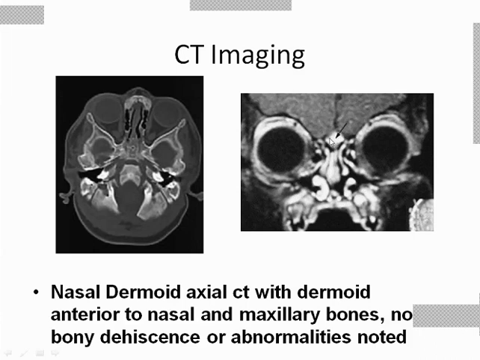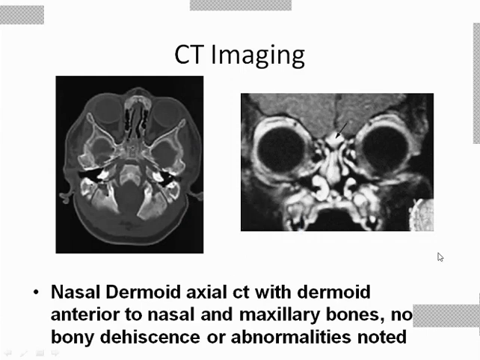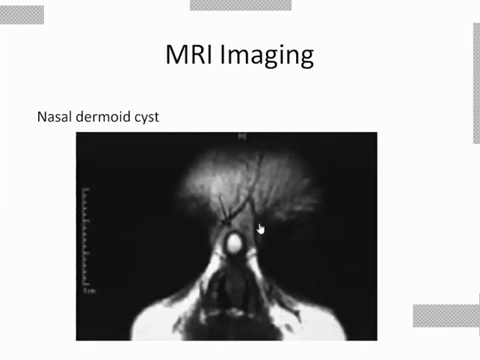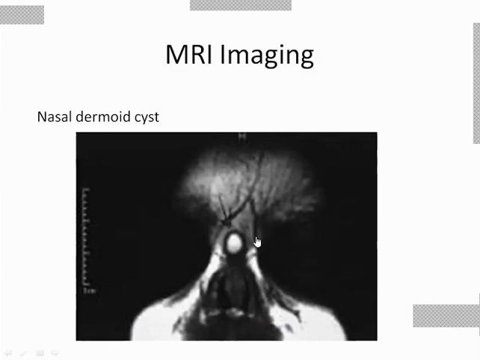So this is the thing. Nasal dermoid exists within the dermoid anterior to the nasal and maxillary bones. Here, in encephalocele, there is a defect in the skull base, the cribriform plate, and herniation of brain tissue into the nasal cavity. That is the CT imaging. Bone windows are better visualized with CT, whereas soft tissues we can assess with MRI. This is the MRI imaging.